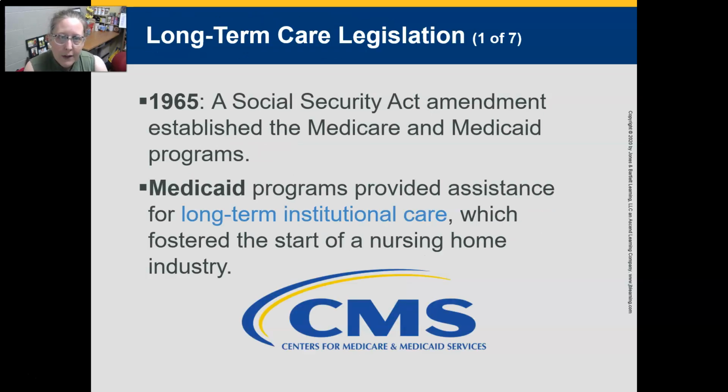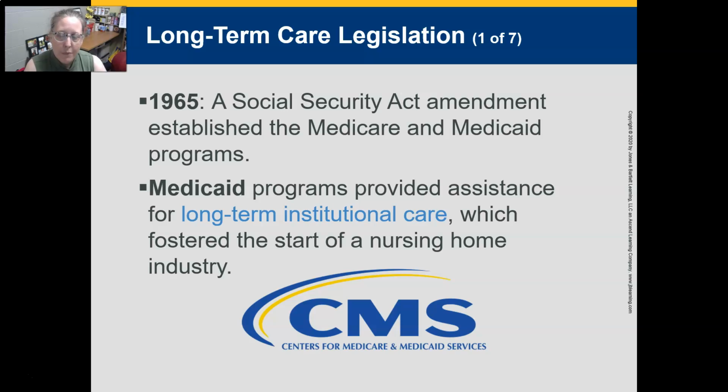In 1965, that was the first legislation, so a Social Security Act amendment established the Medicare and Medicaid programs. And Medicaid programs provided assistance for long-term institutional care. And this fostered the start of a nursing home industry. So the nursing home industry really started growing in 1965 and beyond because there was finally some money to help pay for these services.